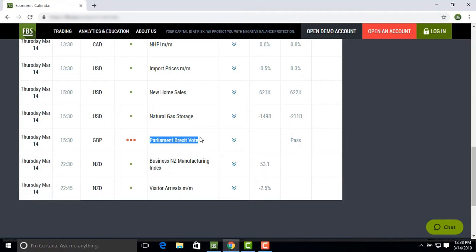Yesterday, the UK Parliament rejected the possibility of the no-deal Brexit. UK lawmakers decided they didn't want the nation to leave the European Union without the divorce deal. As a result, the GBP appreciated. Today, the Parliament will vote on the extension of the Brexit process. If it agrees to do it, we may see the further rise of the British pound.